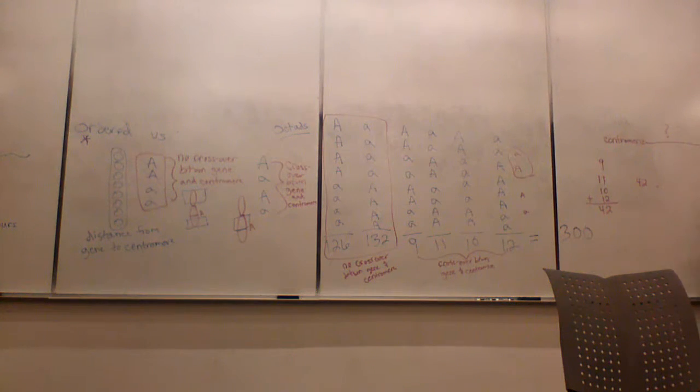So you're going to take 42 and divide it by 300. Okay, and we end up with this 14%, and you multiply by 100 to get it in percent form. Okay, what else do we have?